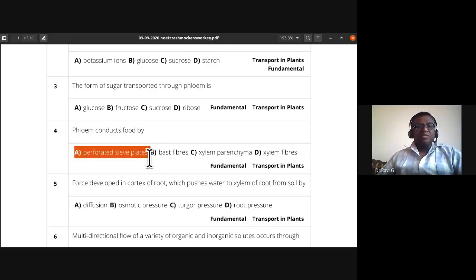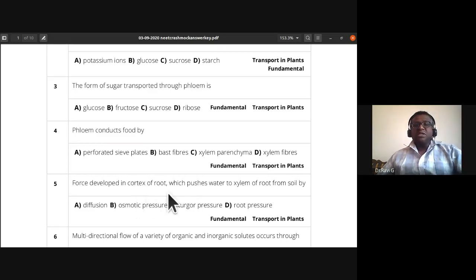A continuous cytoplasmic fibril is formed in this sieve tube. So they have these perforated sieve plates, which help in establishing continuous cytoplasmic fibrils or channels. So that is what we have. So phloem conducts food by the perforated sieve plates.